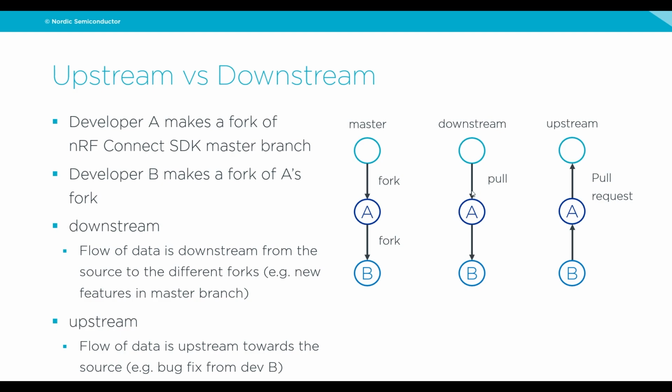So if developer A, for example, decides to check out the master branch, the latest commits, it can check that out and do a west update, and then the flow of information will be downstream. So that's just a short intro to what the difference is between upstream and downstream.